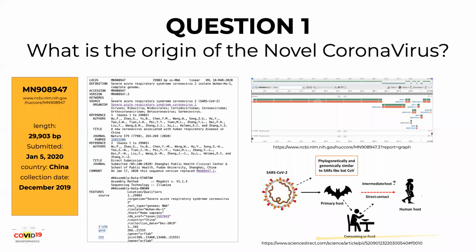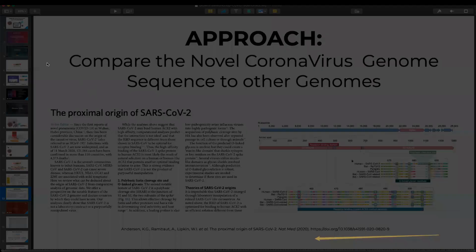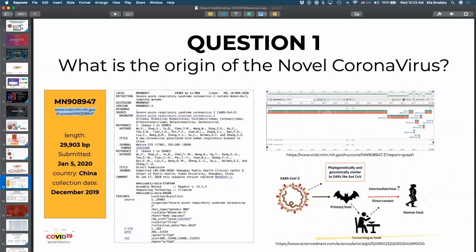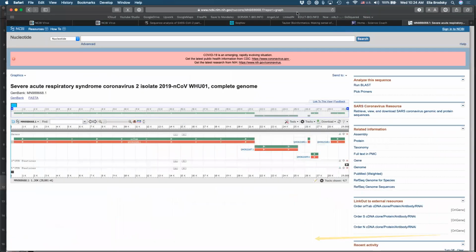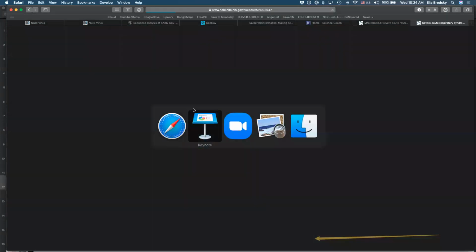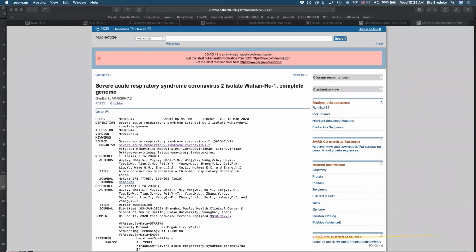So let's take a look at this genome. This is the genome on NCBI. We can take this genome and find it on NCBI. So let's just take this and go to NCBI and take a look at this genome. I'm going to paste this link in chat.